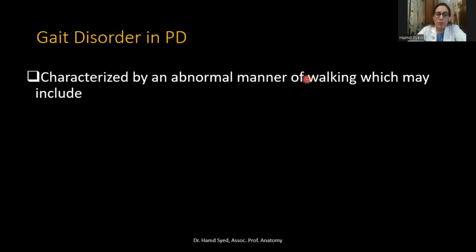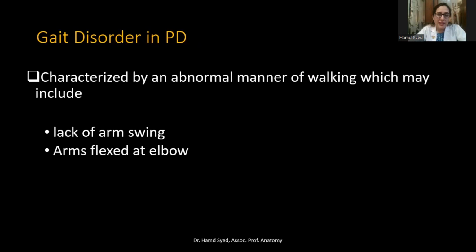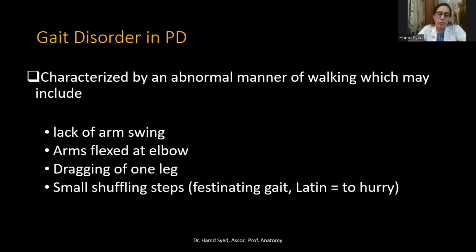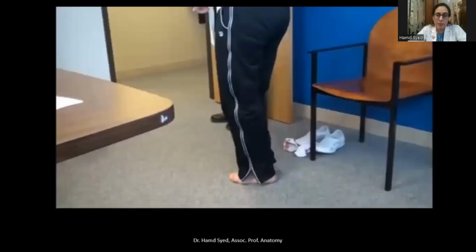Okay, when we talk about the gait disorder, we know that the patients have an abnormal manner of walking, and this may include lack of arm swing. The arms will be flexed at the elbow, and one leg might be dragged. And there's the characteristic gait, which is known as the shuffling or festinating gait, in which the patient takes small steps, and also the patient hurries in his or her movements.